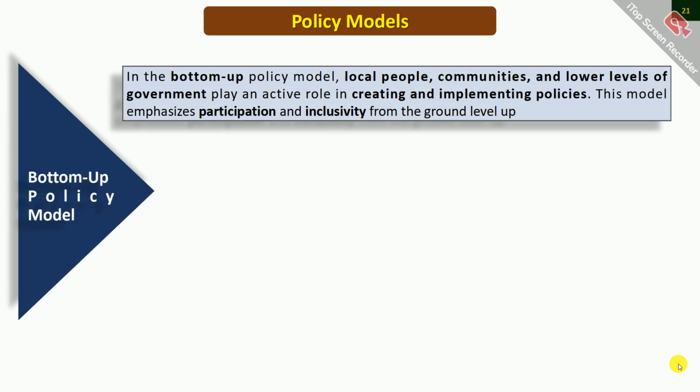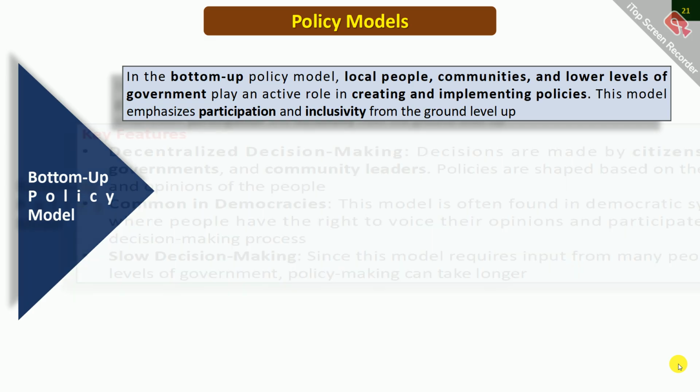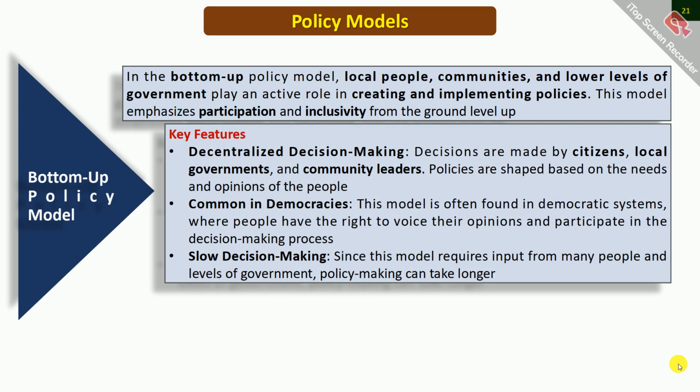There is another type of policy model, that is a bottom-up policy model. In the bottom-up policy models, local people, communities, and lower levels of government play an active role in creating and implementing policies. This model emphasizes participation and inclusivity from the ground level up. Key features include decentralized decision making, that decisions are made by citizens, local governments, and community leaders, and these policies are shaped based on the needs and opinions of the people.